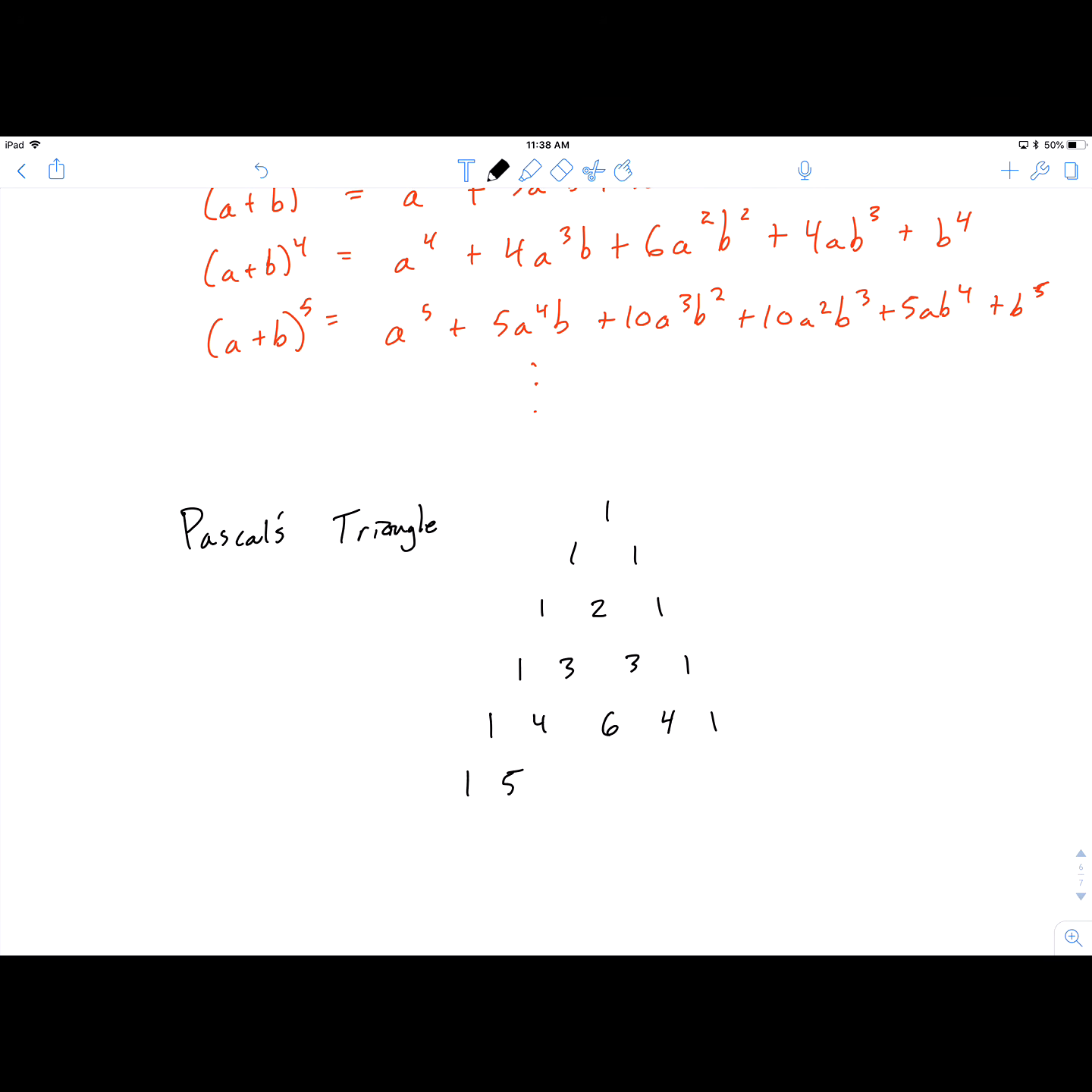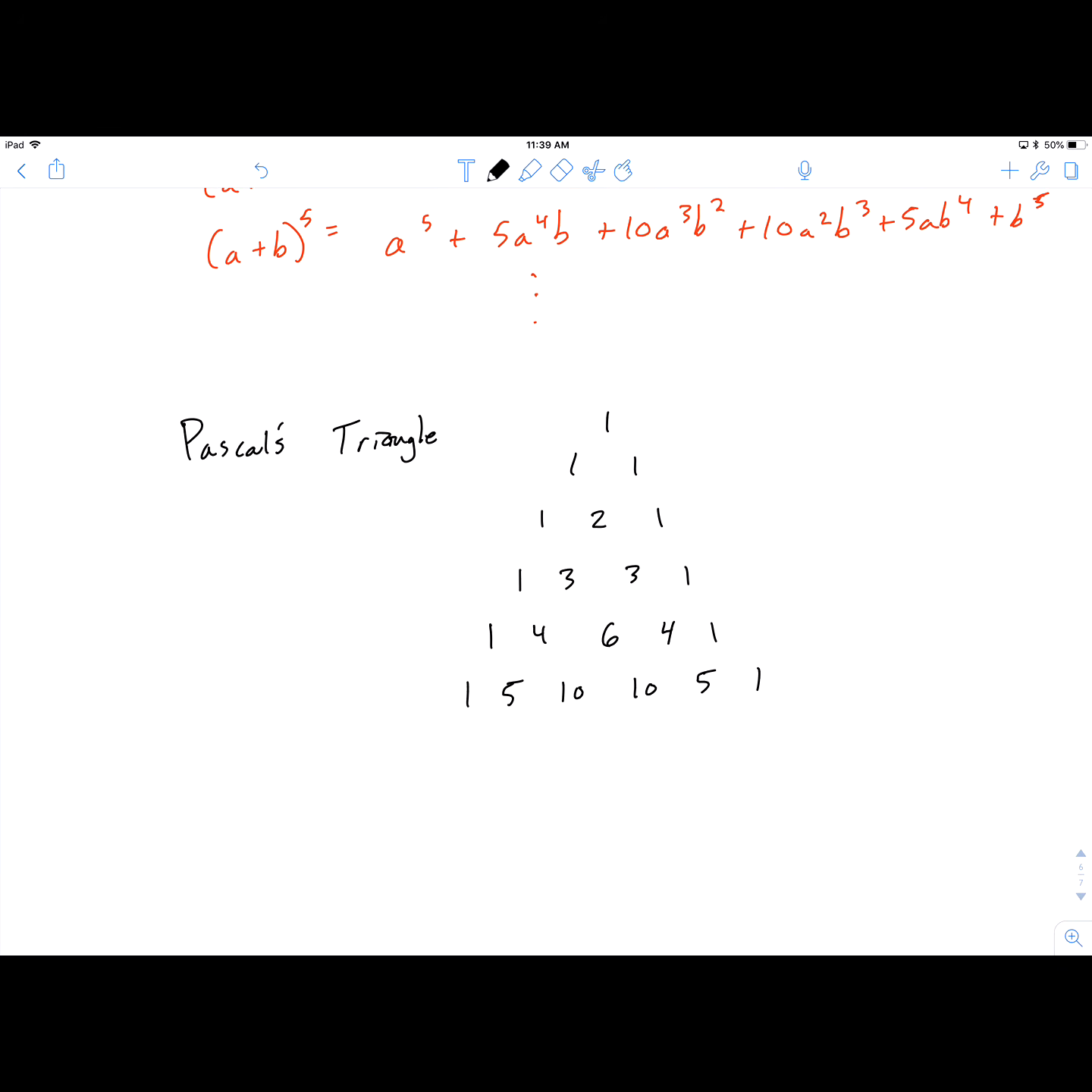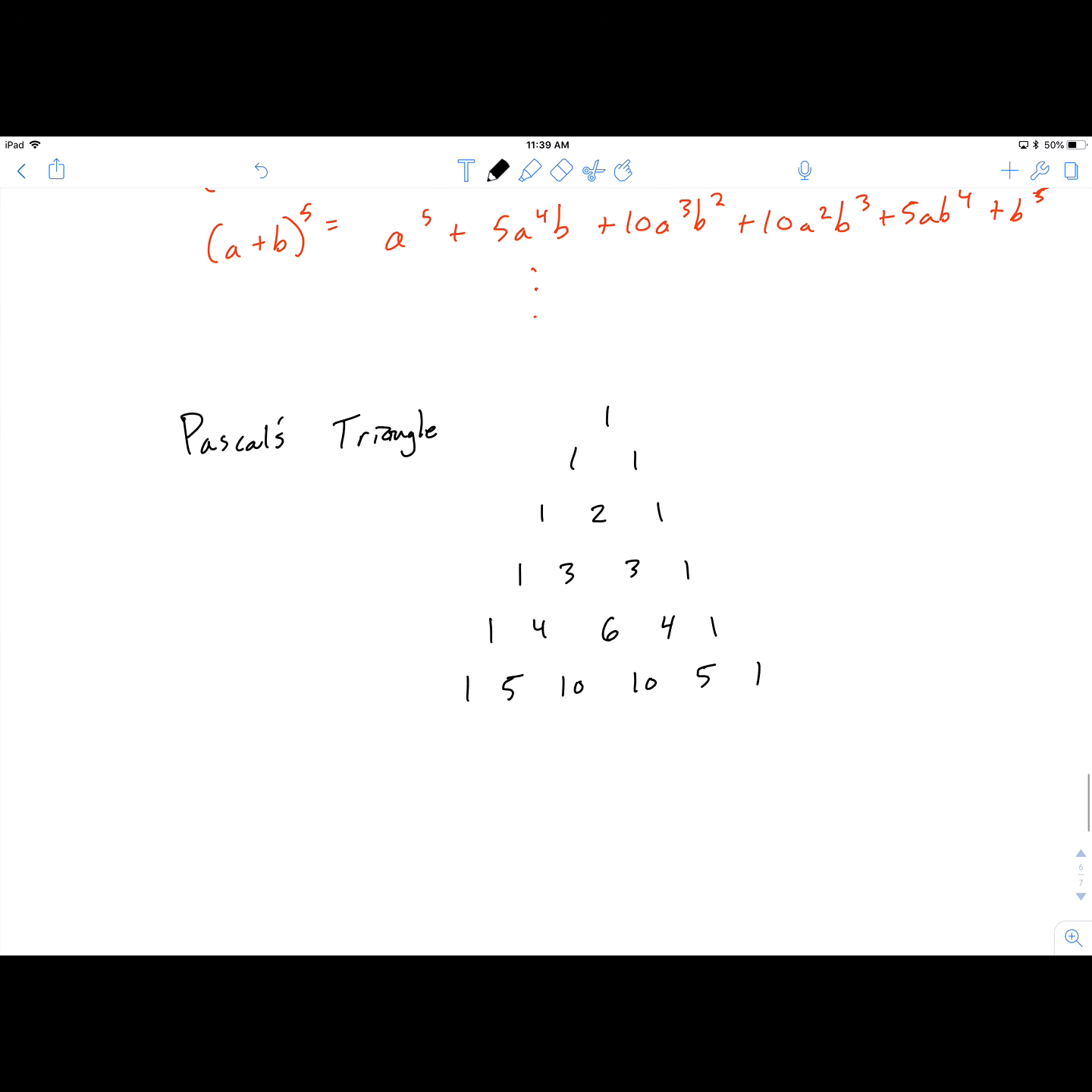There's all sorts of interesting conclusions to this, which we won't talk much about, but I will say that some students in the past have done their final presentations on topics that come out of Pascal's triangle.